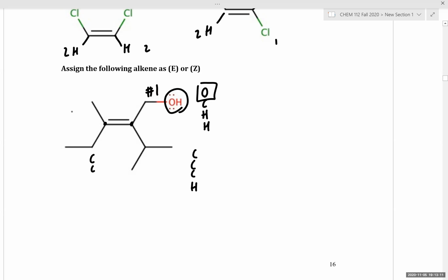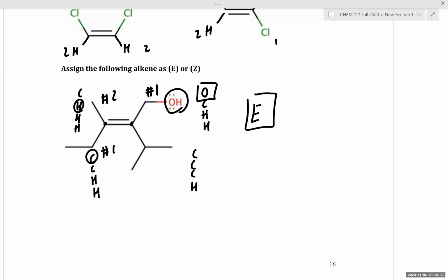One moment. So we have a carbon and 3 hydrogens versus 2 carbons and 2 hydrogens. Carbon beats out hydrogen, so this ethyl group is priority 1. They're on opposite sides, so this would be an E alkene. Does that logic make sense to everyone?